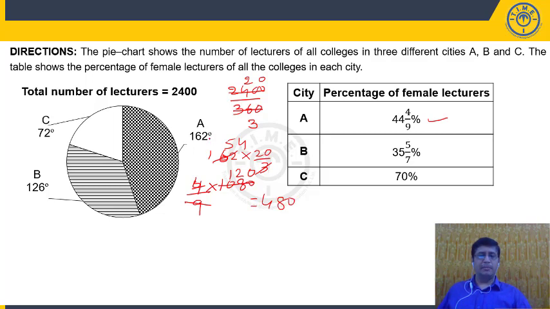So the total number of lecturers in A is equal to 1080, and what about the female? It is 480. The remaining is the male. Okay, remaining is equal to how much? Remaining is equal to 600. Similarly, here it is 5 by 14, and here it is 7 by 10. Simplify, you will get the values.